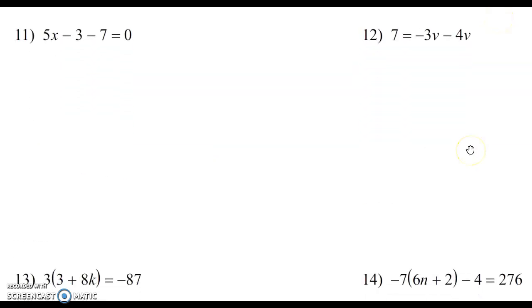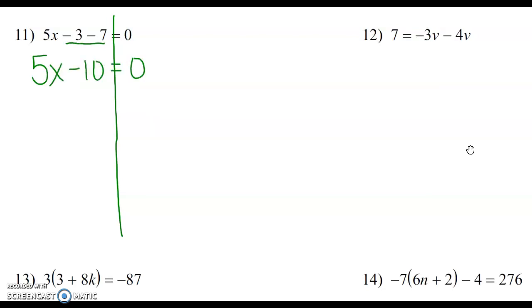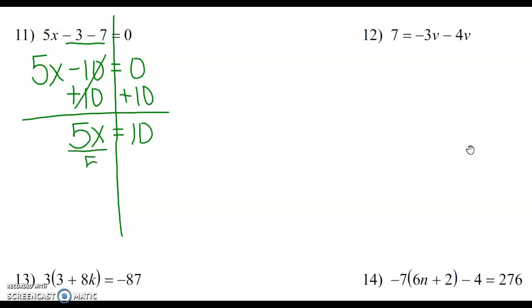All right, so now we're into where we need to simplify a side before we start moving around. So on number 11, I could simplify the left first by doing negative 3 minus 7. So that'd be 5x. Negative 3 minus 7 is really negative 10 equals 0. Now that the sides are simplified, I'm doing opposites. So to move a negative 10, I add 10 on both sides. So 5x equals 10. Then to get rid of our multiply by 5, we divide by 5. X equals 2.